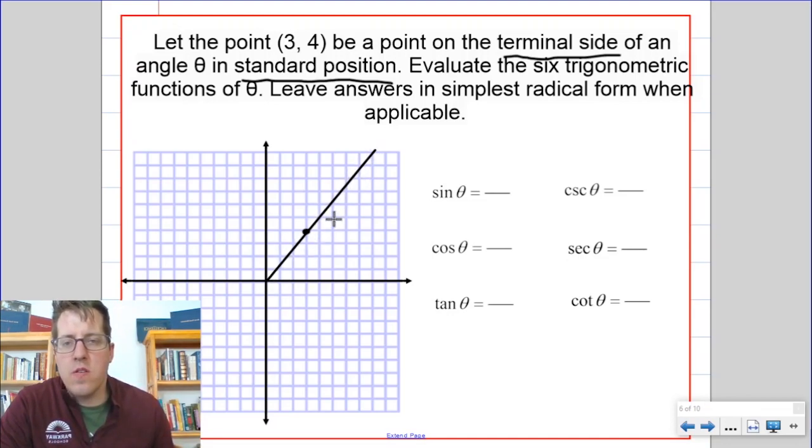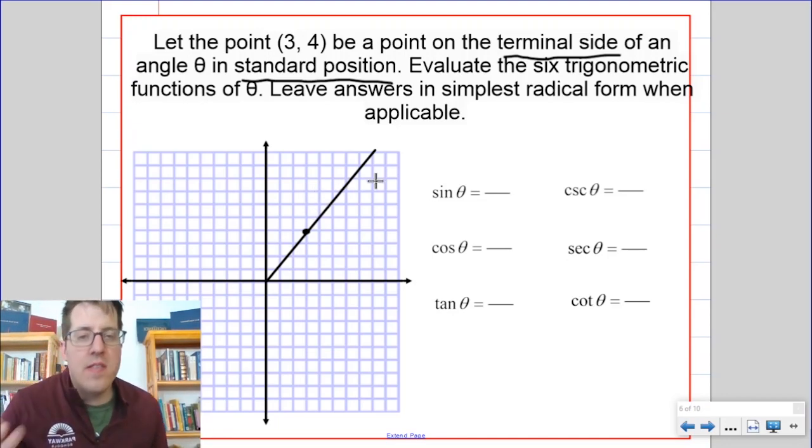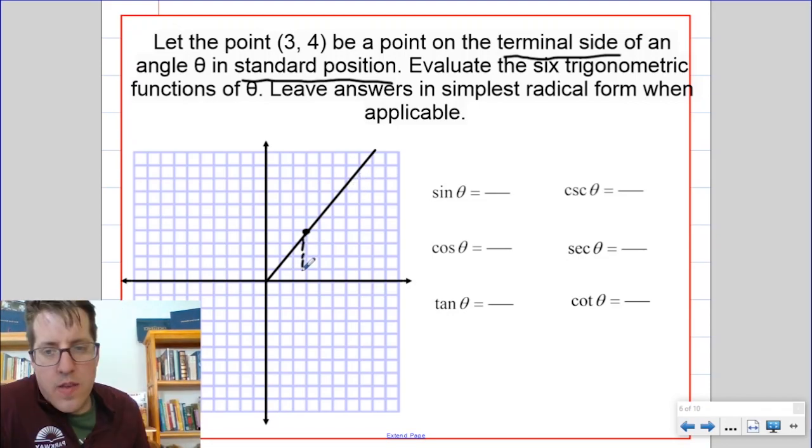So that there is some angle like that. And we're being asked, hey, what's the sine of that? What's the cosine of that? What's the cosecant of that? Etc. This angle in standard position would have an adjacent of 3, an opposite of 4, and then by the Pythagorean theorem, a hypotenuse of 5.